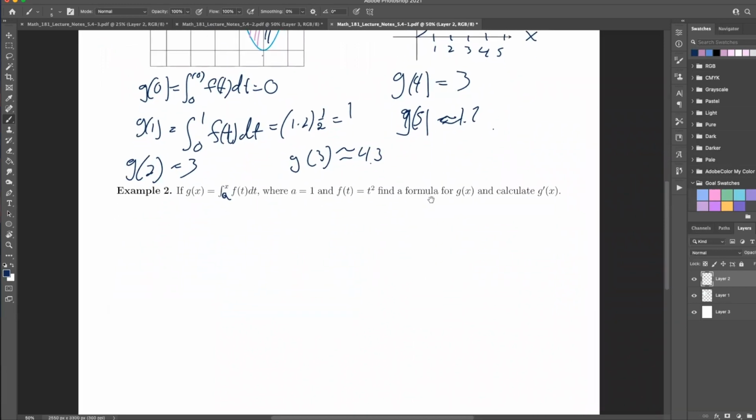All right. So here we're going to start at a equals 1 and f of t, and we're going to try to figure out what g of x is. All right.